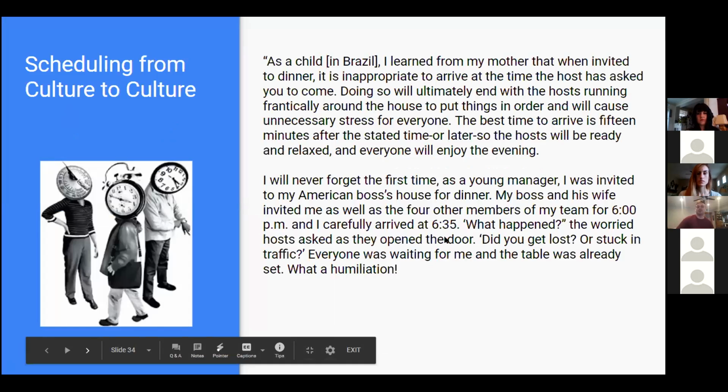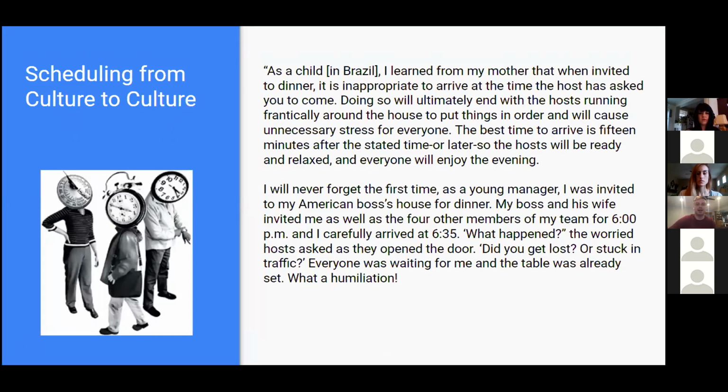So scheduling from culture to culture. This focuses on the difference between, I guess, the Brazilian interpretation of time and the American interpretation of time. As a child in Brazil, I learned from my mother that when invited to dinner, it is inappropriate to arrive at the time the host has asked you to come. Doing so will ultimately end with the host running frantically around the house to put things in order and will cause unnecessary stress for everyone. The best time to arrive is 15 minutes after the stated time or later, so the host will be ready and relaxed, and everyone will enjoy the evening.